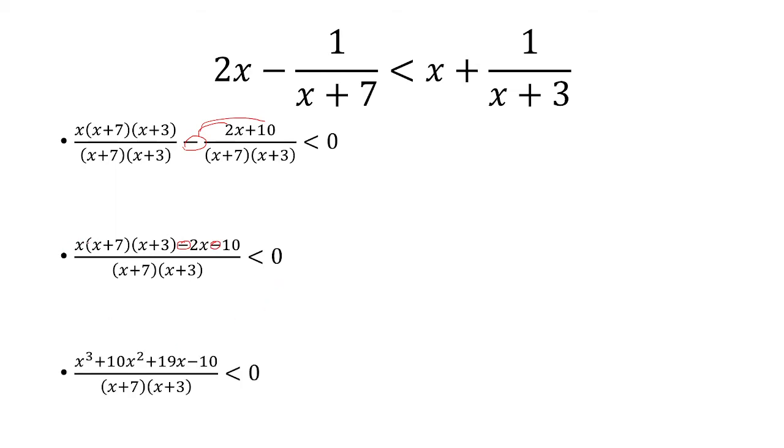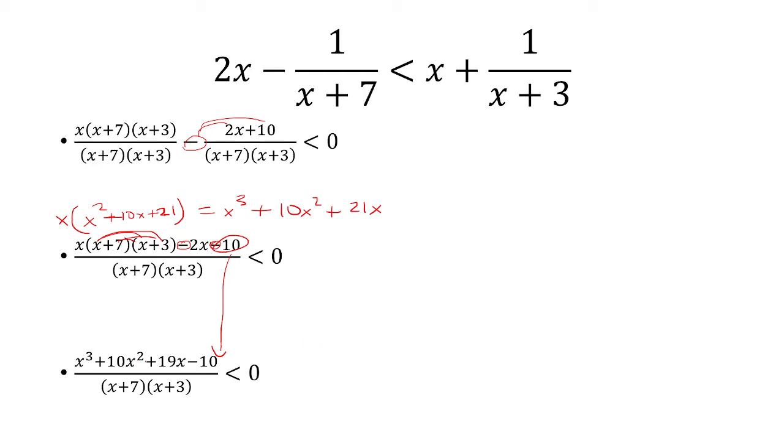And now what I did was I FOILed this out. I FOILed out (x + 7)(x + 3) to get x squared plus 10x plus 21. And then I multiplied that by x. So it was x cubed plus 10x squared plus 21x. And then I subtracted that by 2x. 21x minus 2x is 19x. And the negative 10 just comes down here, since there's no constant here by itself.